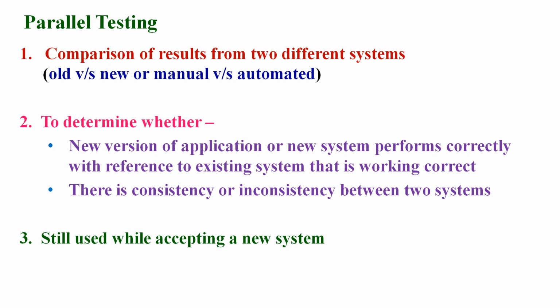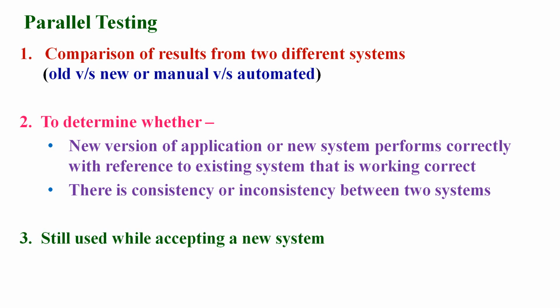What are these two different systems? These two different systems are old system versus new system, or old version versus new version. And this parallel testing will also be conducted as manual versus automated testing. So this is done for comparison of the results. So why should we do this parallel testing?